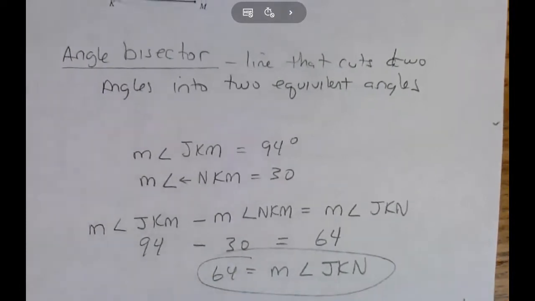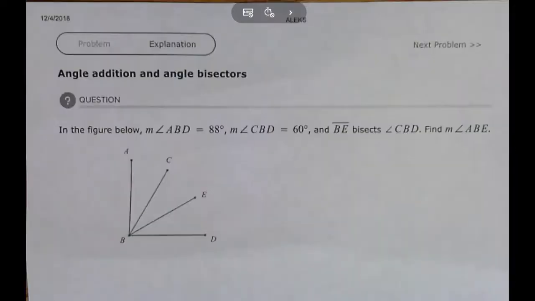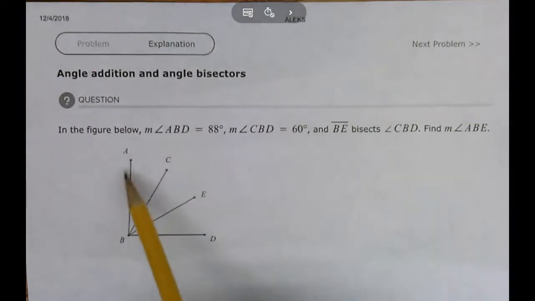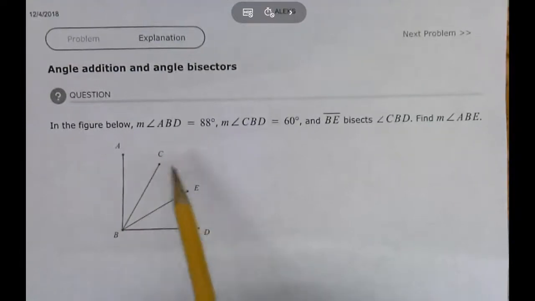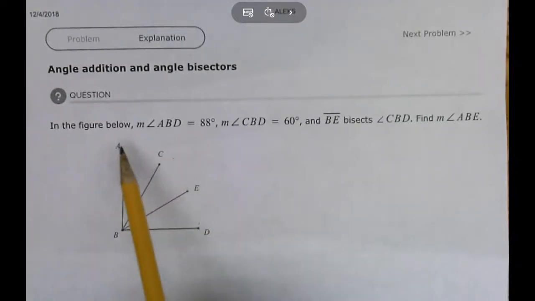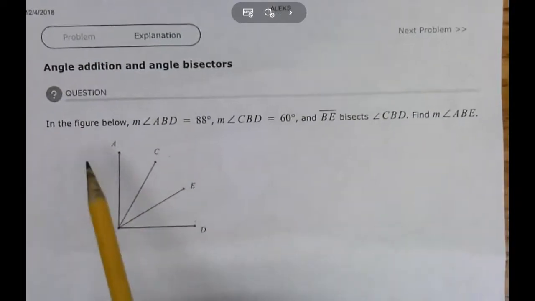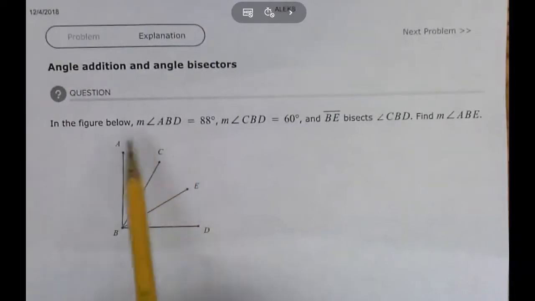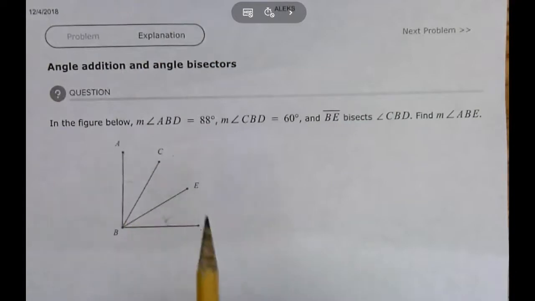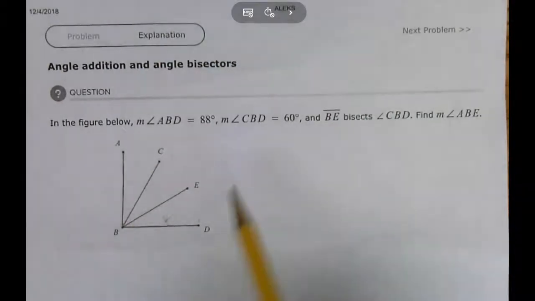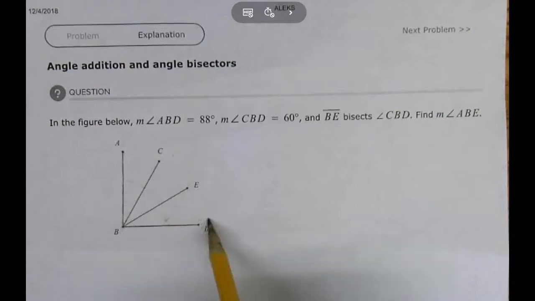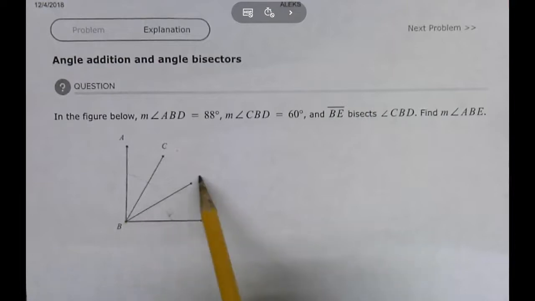Let's do one more, and then you'll be ready to try some homework, I'd say. We have one here with angles mixed in: we have ABD, we have ABC, lots of these different angles. Here's what it gives us. The measure of angle ABD is 88, so this whole thing is 88. And the measure of angle CBD, this one right here, is 60. Again, this is very similar to the one we just did. BE bisects this.